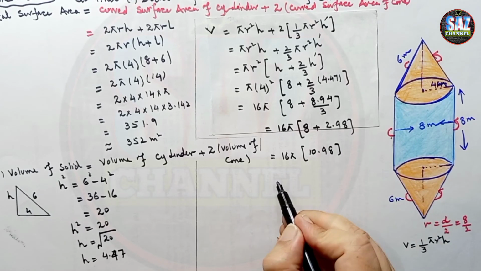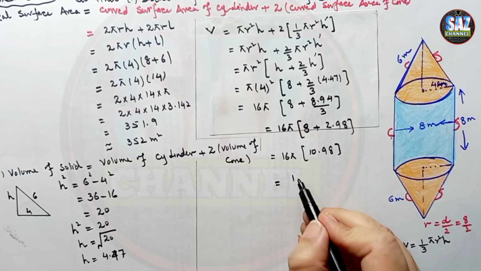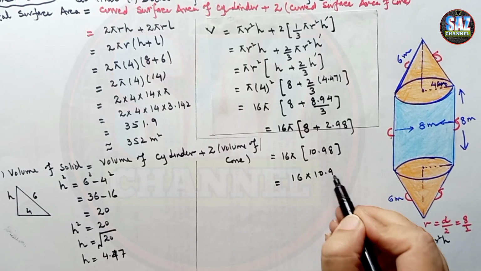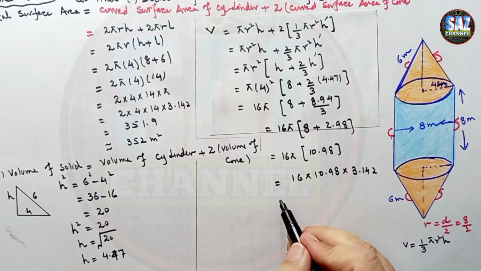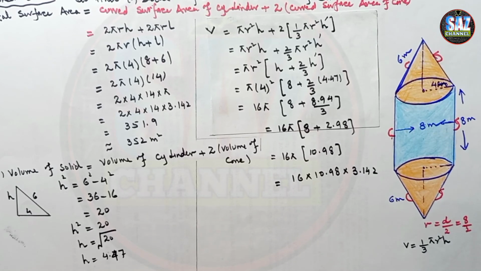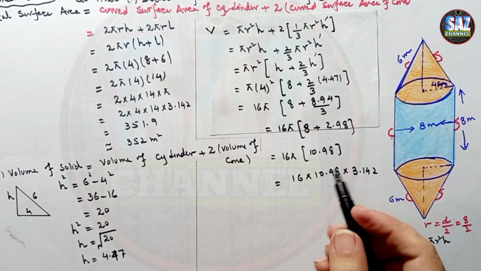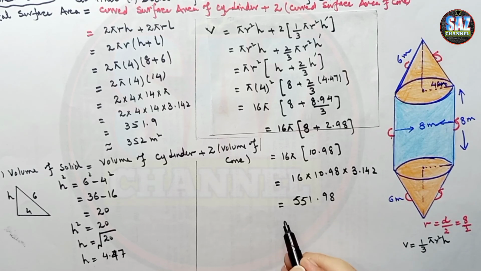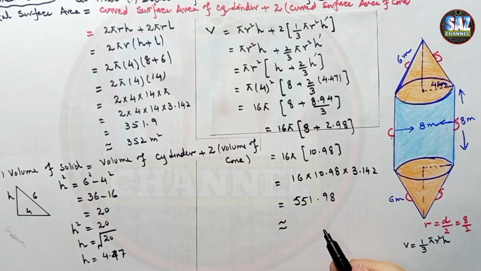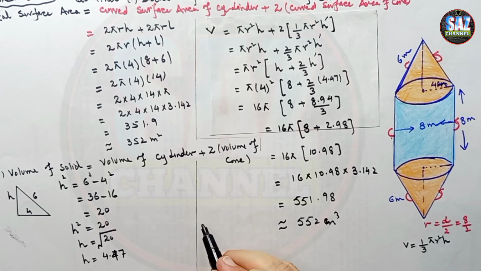10.98. Show your complete working on the answer space. 16 multiplied by 10.98 multiplied by 3.142, and this gives me 551.98. And as we have to give our answer nearest to 3 significant figures, so it can be taken as 552, and the units are in meters, so meter cube. Total volume of solid. Okay, total volume.